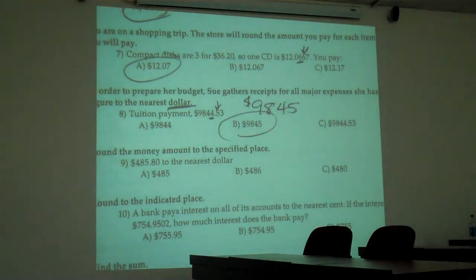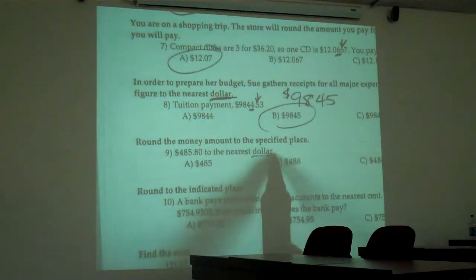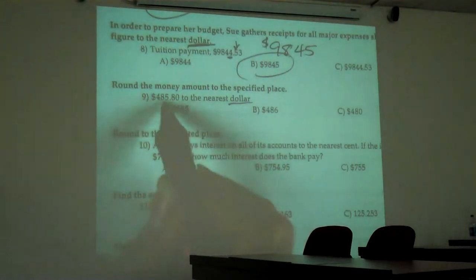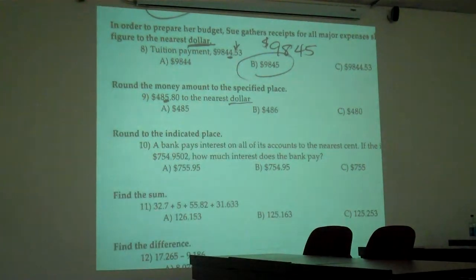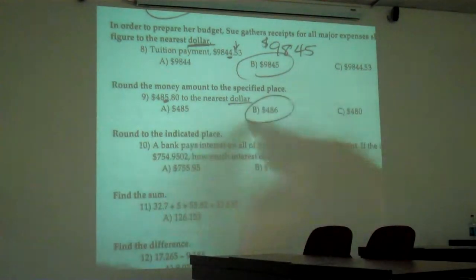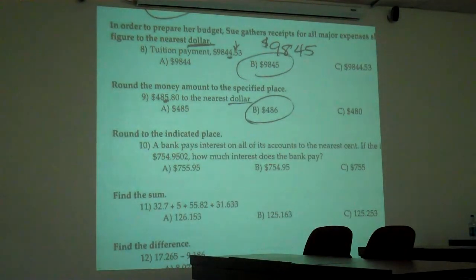Okay, round money to the specified place. This is the nearest dollar, so the one in front of the decimal, which is a 5. So what's that going to round to? 6. 486, right? Because of 8.